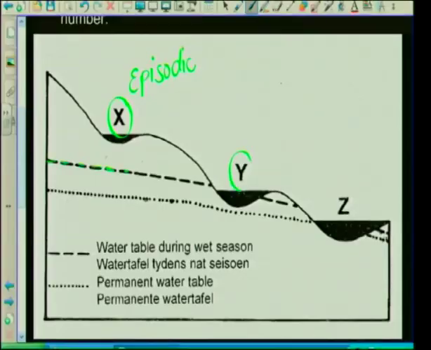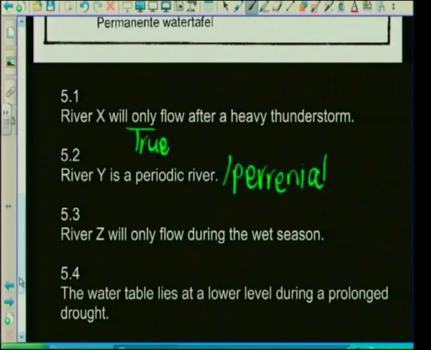So if we go and look at the diagram, there you will see is River Y, and you will notice that it's only intercepting the water table during the wet season, which means it relies on rainfall for a specific season, making this statement true.